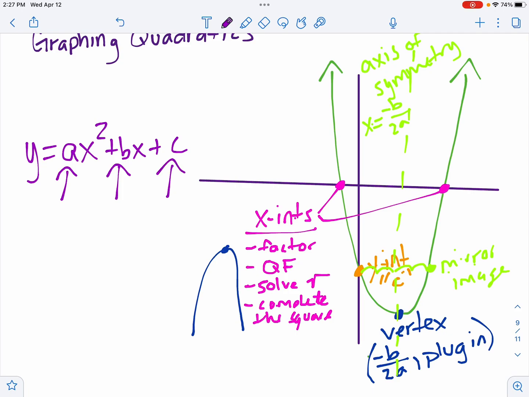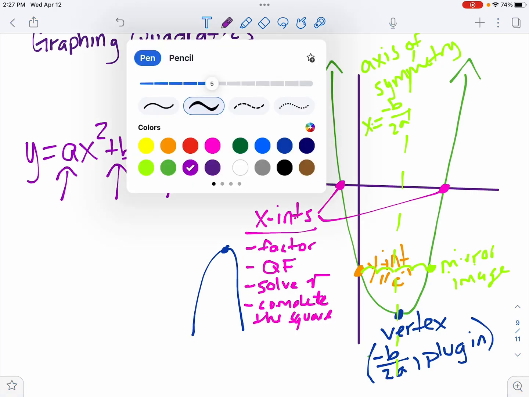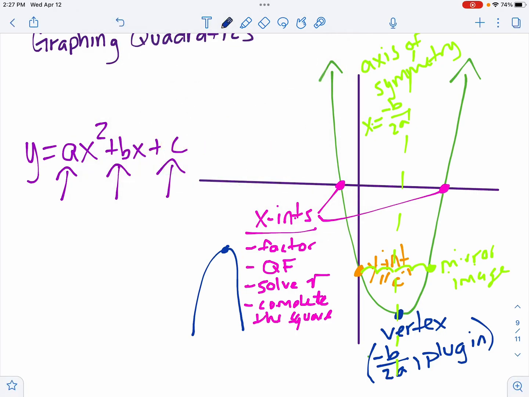All right, let's try one where we're finding all of the different pieces. Now, before we get started, let's talk about one more thing. If I have a quadratic where I have a negative out in front of it, so we have negative ax squared plus bx plus c, that is how you get your upside down parabola, your hill instead of the U.